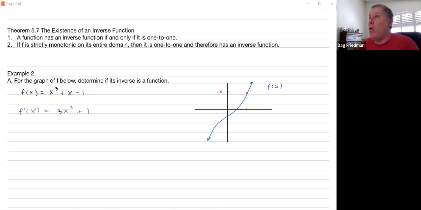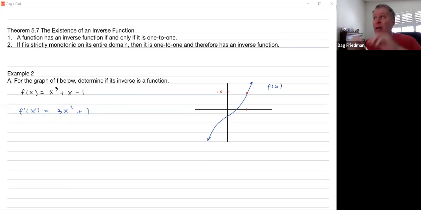Now, my question is: is this derivative always positive or always negative? If it's one of those two things, then it's monotonic. And I think you guys would agree, there are no critical values. And even if there were, no matter what I put into this thing, I'm always going to get a positive number that's greater than or equal to 1, right? So the derivative of this thing is always positive.